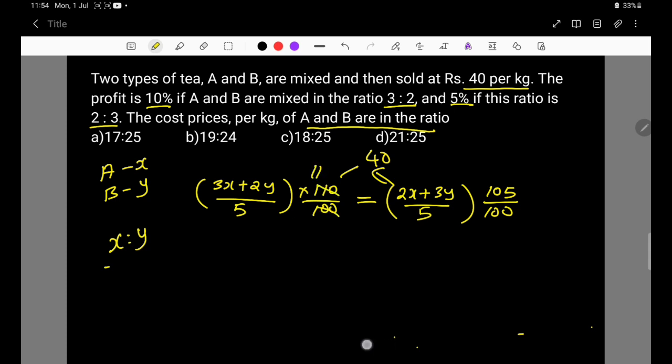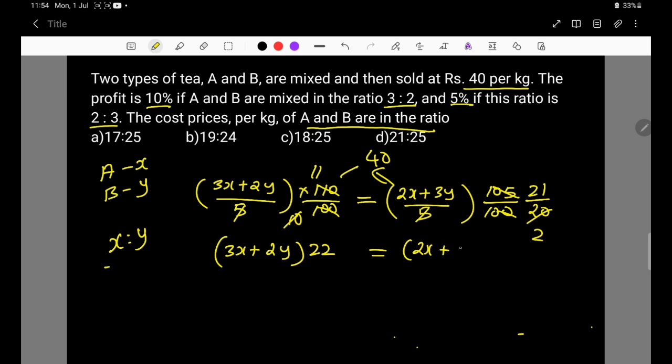This is equal to 11 by 10. This is equal to 21 by 20. 5 also cancelled. 2 and 2 into 11 is equal to 22. Therefore 3x plus 2y into 22 equal to 2x plus 3y into 21.